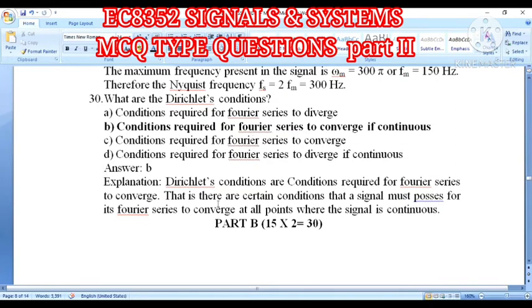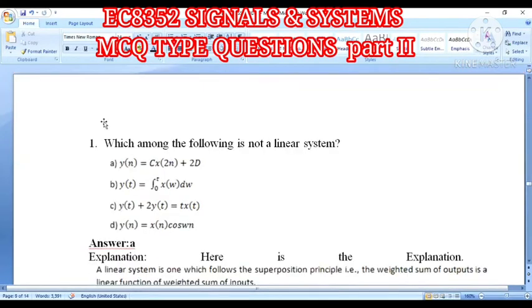There are certain conditions that a signal must possess for its Fourier series to converge at all points where the signal is continuous. Because the series converges at all points, it definitely applies to the continuous case only. So option B is the correct one. The condition is required for the Fourier series to converge if continuous. So option B is the correct answer.